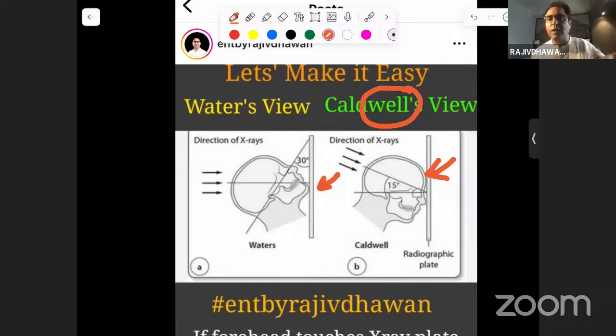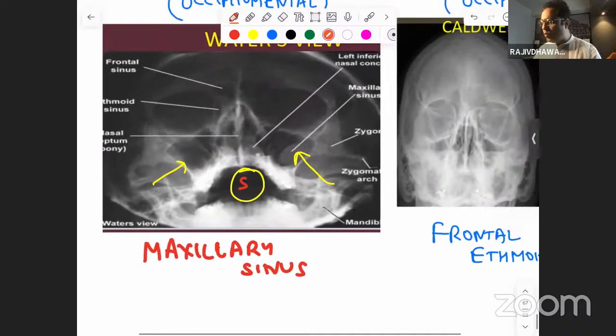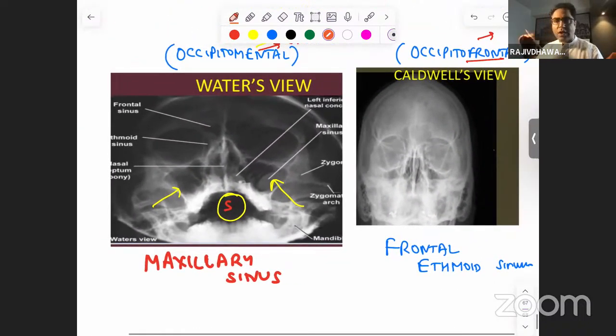If the forehead touches the X-ray plate, it is the Caldwell view. Am I clear, beta? Are you able to answer this question? Caldwell view, if it is in the choices, then only it is to be considered. Otherwise, it's the Water's view or the Caldwell view for sinuses.